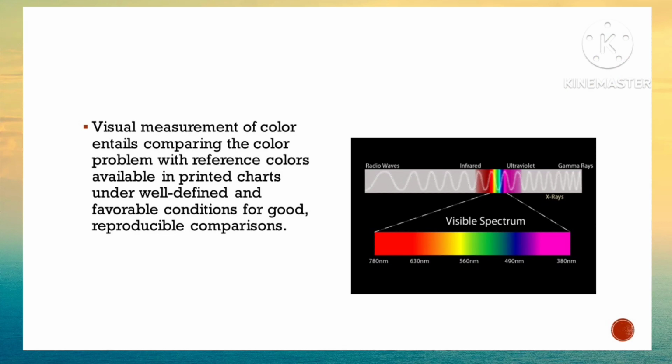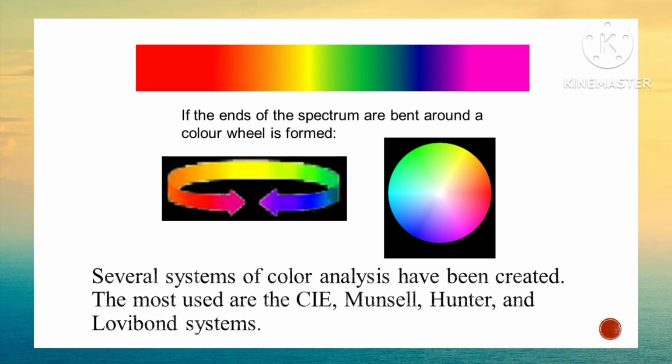Visual measurement of color entails comparing the color problem with reference colors available in printed charts under well-defined and favorable conditions for good, reproducible comparison. As we can see in the diagram, we have different visual measurements and different colors. So if the ends of the spectrum are bent around, a color wheel is formed. Several systems of color analysis have been created. The most used are the CIE, Munsell, Hunter, and Lovibond systems.